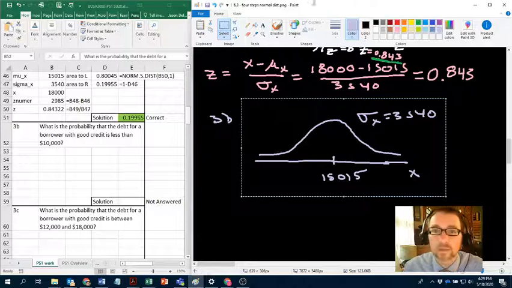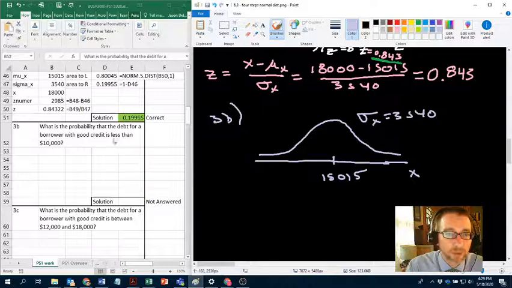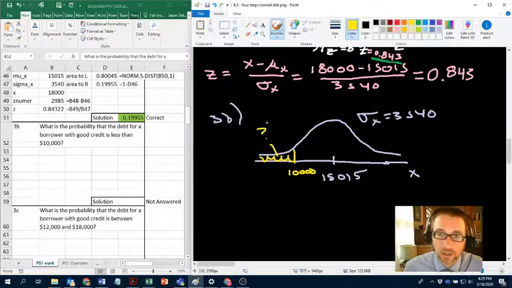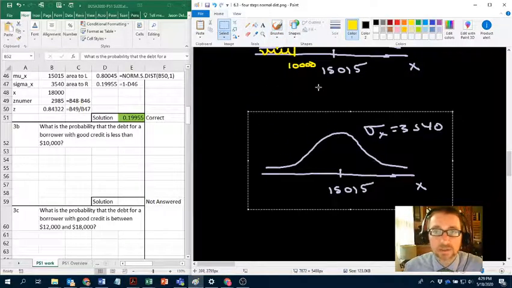3B is asking about the probability that the debt for a borrower with good credit is less than 10,000. 10,000's over here. And they want to know what's this area going to be. And you would go through the 4 steps. 3C, very similar.